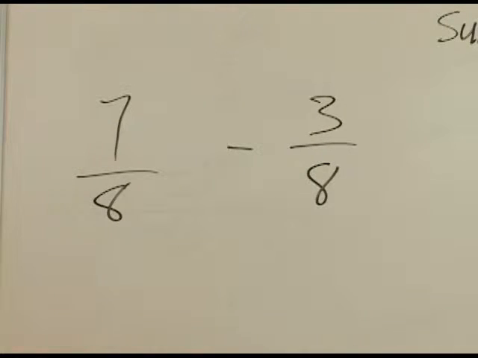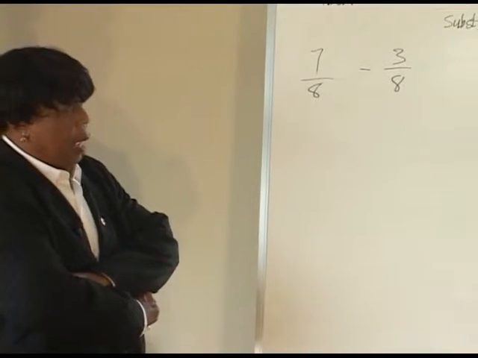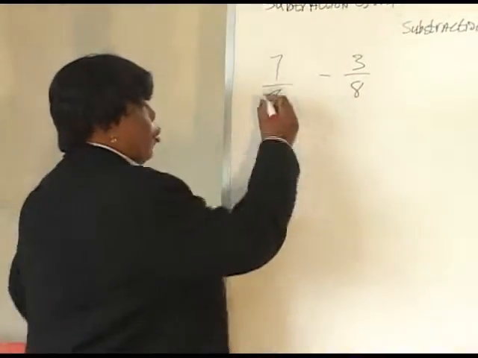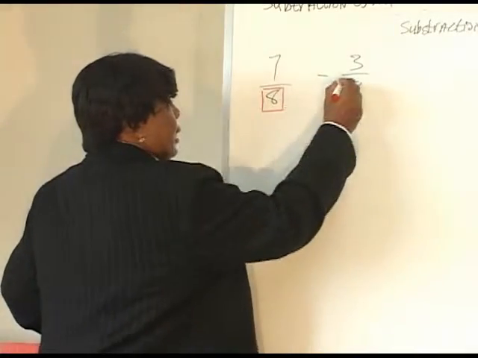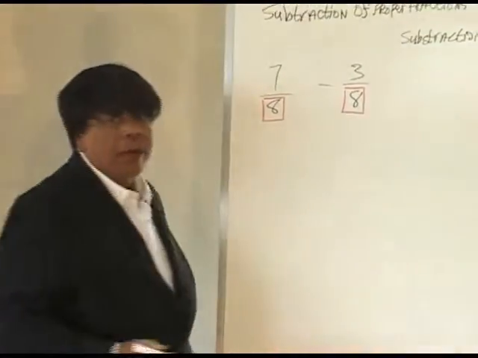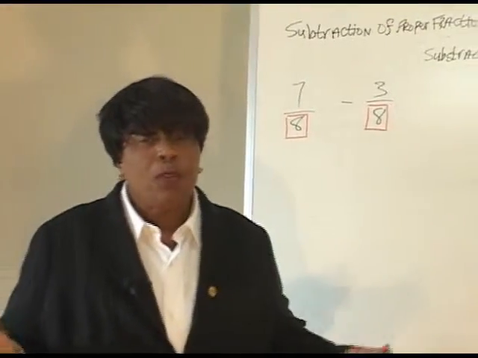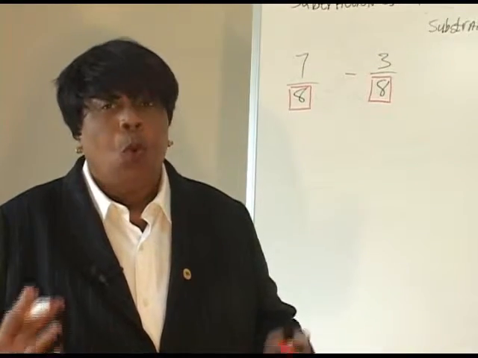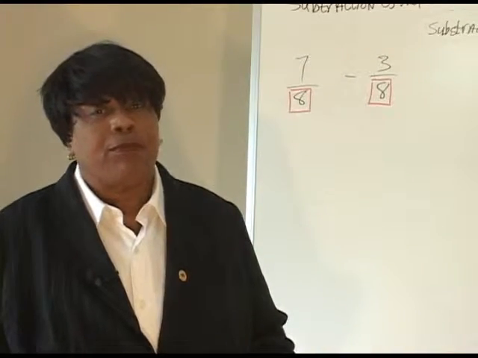So we have subtraction. And look at what we have. It is 7/8 minus 3/8. All right? What are we seeing? Keep your eyes on the denominators. What do we have? The denominators are the same. So what do we do? Do we have to go and find an LCM? No. What did we say the LCM represents?